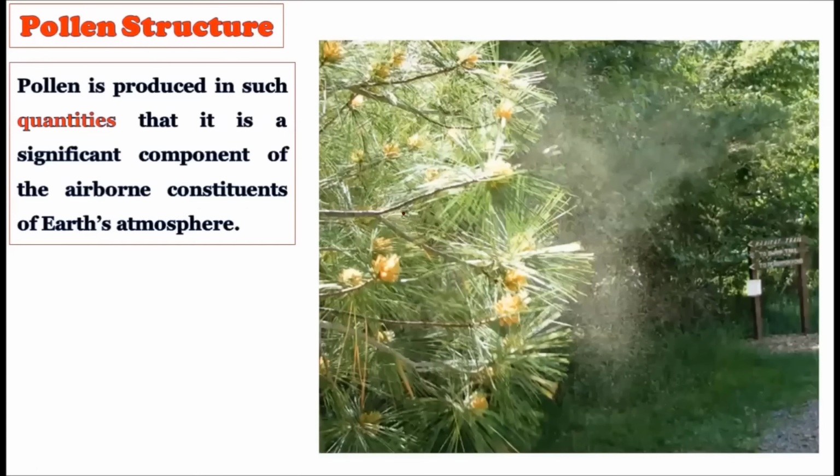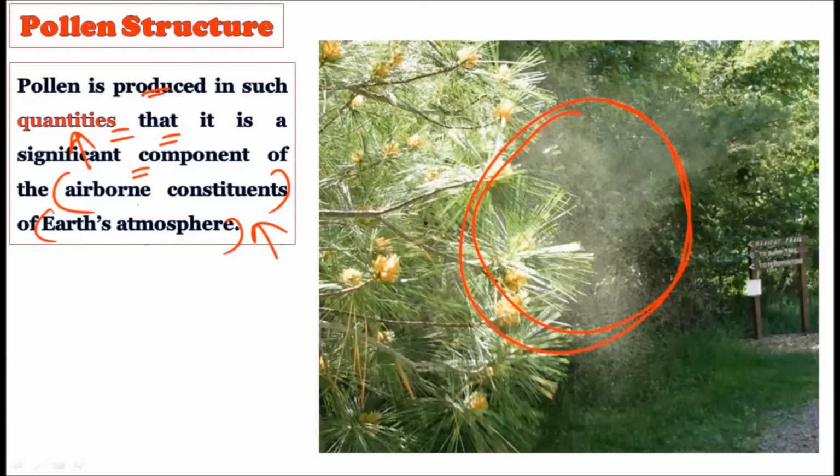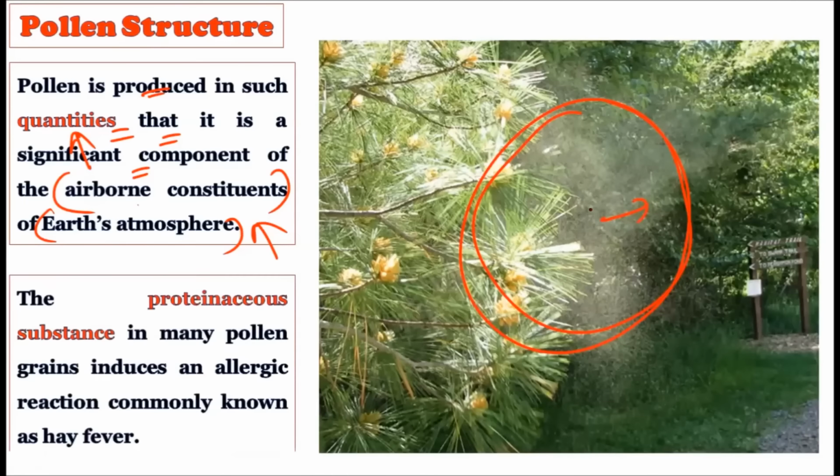Consider this. The pollen is produced in such large quantities that a significant component is airborne and constitutes part of the Earth's atmosphere. As we discussed in the last video lecture, large quantities of pollen grains are produced, and this large quantity of pollen grains is present in the Earth's atmosphere. So as you can see, pollen grains are produced in lakhs of quantities, and these are present in the Earth's atmosphere.